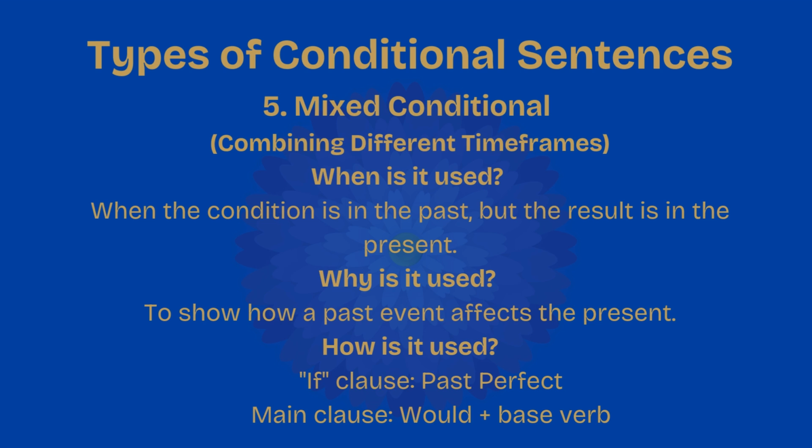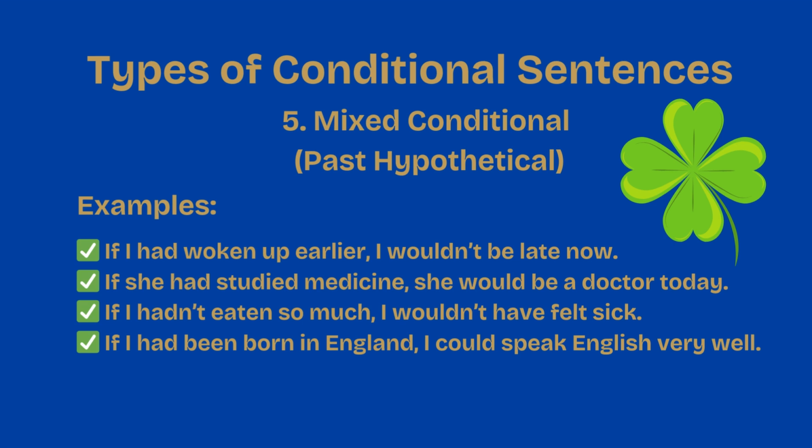How is it used? If clause, past perfect. Main clause, would plus the base verb. Examples: If I had woken up earlier, I wouldn't be late now. If she had studied medicine, she would be a doctor today. If I hadn't eaten so much, I wouldn't have felt sick. If I had been born in England, I could speak English very well.